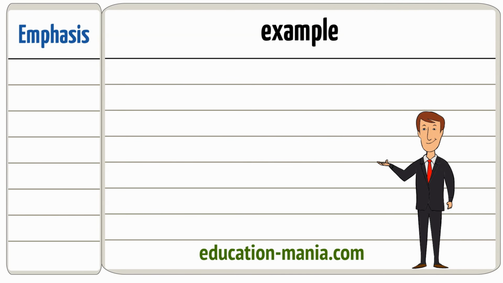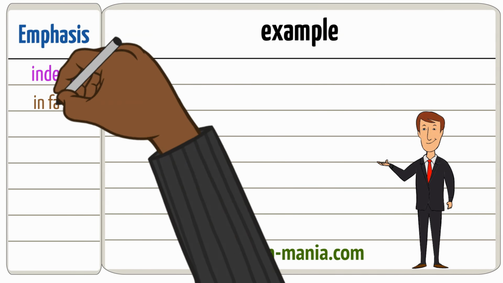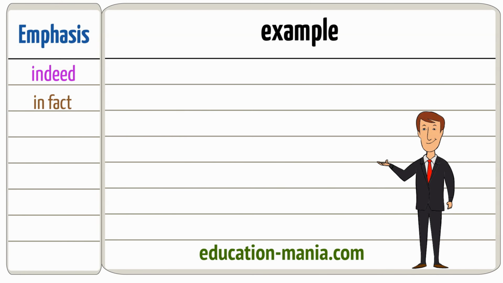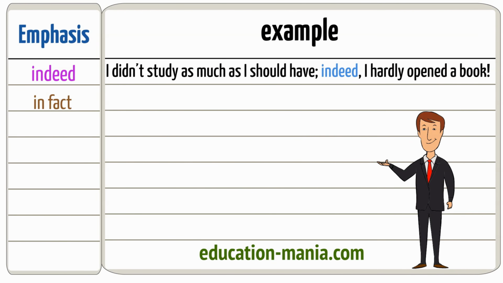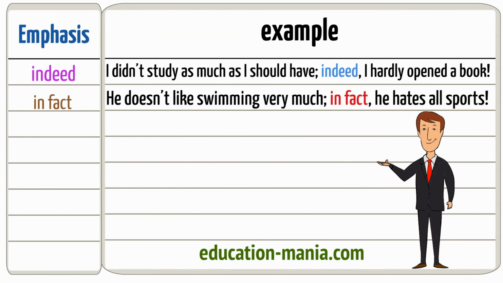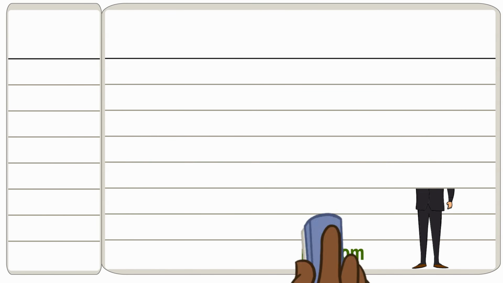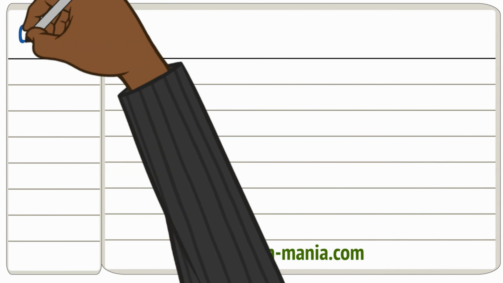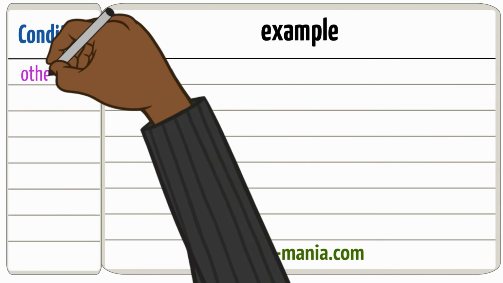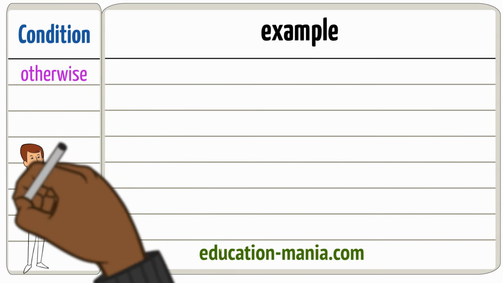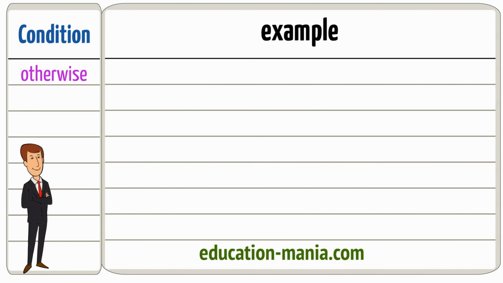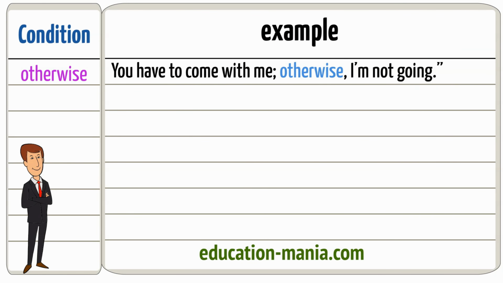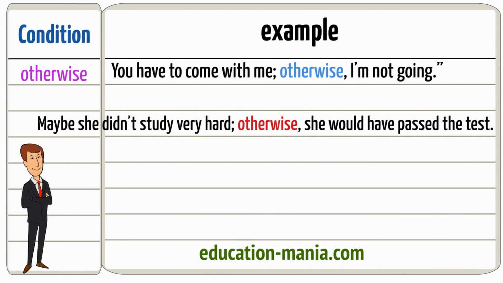Emphasis examples. I didn't study as much as I should have. Indeed, I hardly opened a book. He doesn't like swimming very much. In fact, he hates all sports. Condition examples. You have to come with me, otherwise, I'm not going. Maybe she didn't study very hard, otherwise, she would have passed the test.